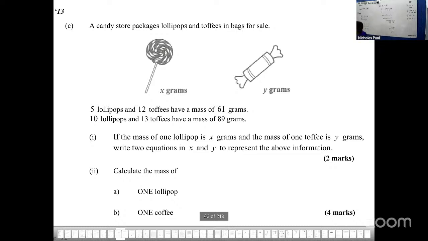No, you have to use what is given. Please use what they say, use X and Y.